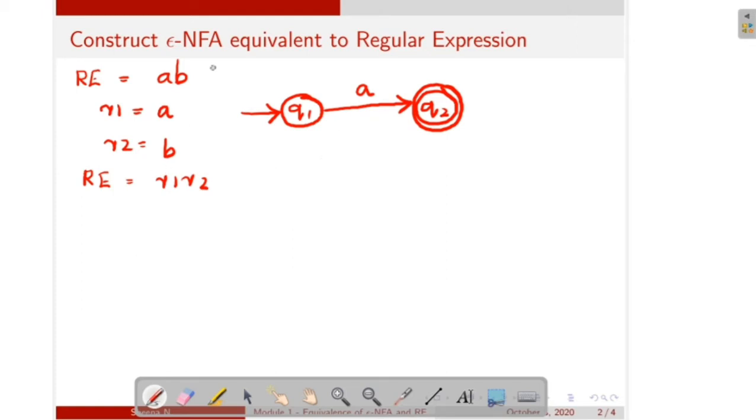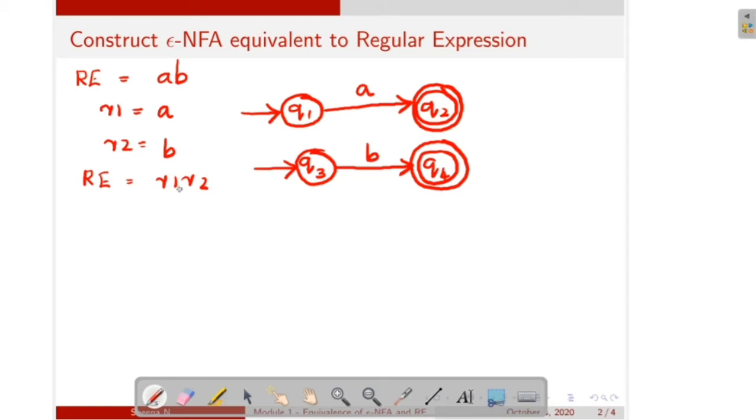Okay. In the same way, you can draw the epsilon NFA for the regular expression R2 is equal to B. So we take another state Q3, then another final state Q4. Then there is a transition from Q3 to Q4 over the alphabet B, and here the initial state is Q3. So this epsilon NFA accepts only B.